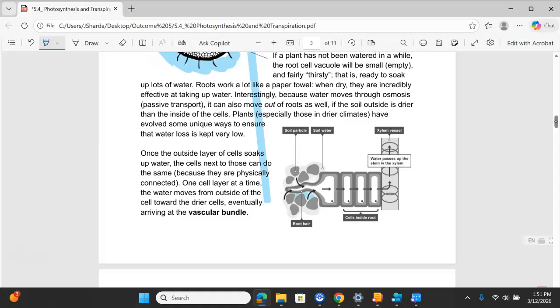If the water's out here, this is a root cell, or root hair, and there's a vacuole. This white spot is a vacuole, and that can fill up with water because it is drier than the outside of the root in the soil. Now this one's connected to this next one over, and now this one is going to soak up that water because it's drier. And guess what? The next cell over is now drier than this one, so the water is going to continue moving through these different layers of cells until it gets to the middle.